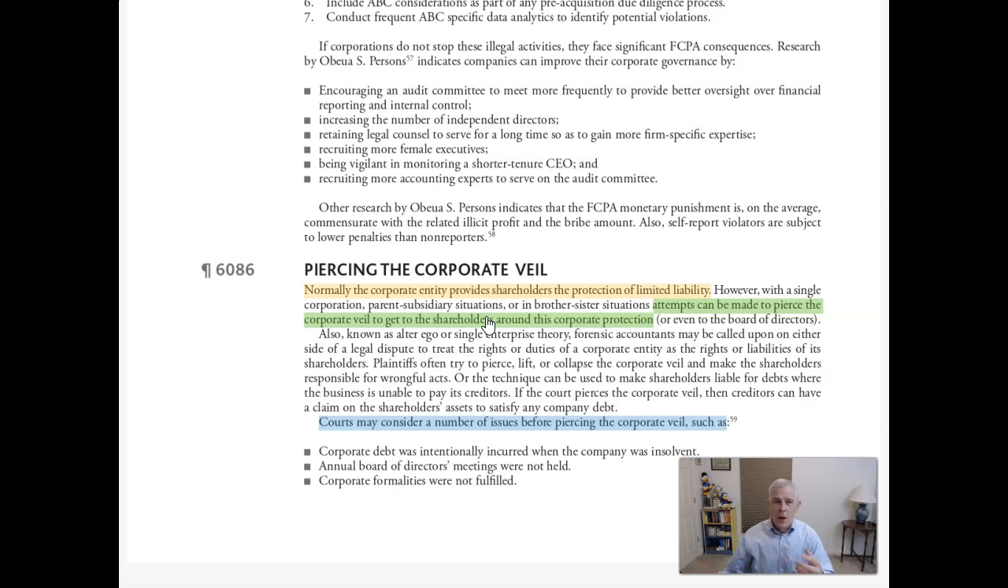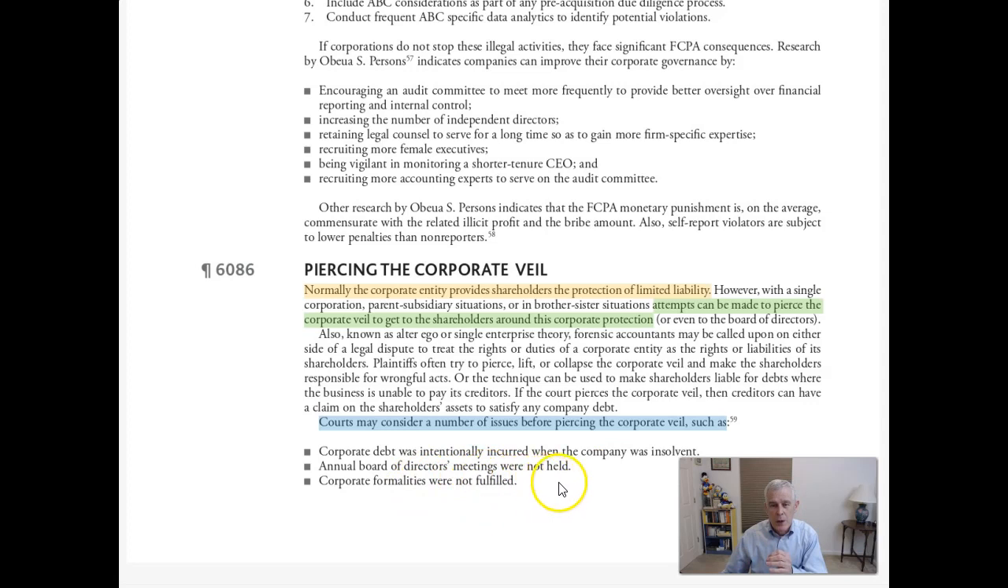Okay. All kinds of attempts are tried. What would the court consider? To see if the veil is still there or if it's pierced and now the shareholders have to personally pay for some of the corporation's debts. Corporate debt was intentionally incurred. In other words, you took out and borrowed money when the company was insolvent. That could cause the shareholders to be personally responsible.